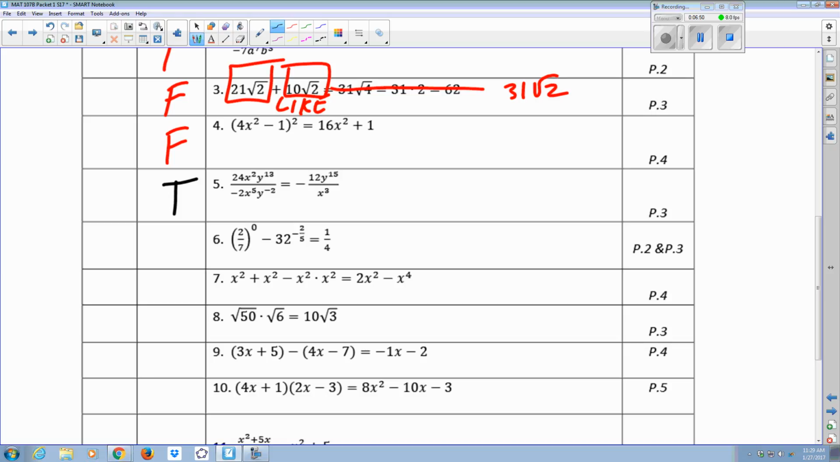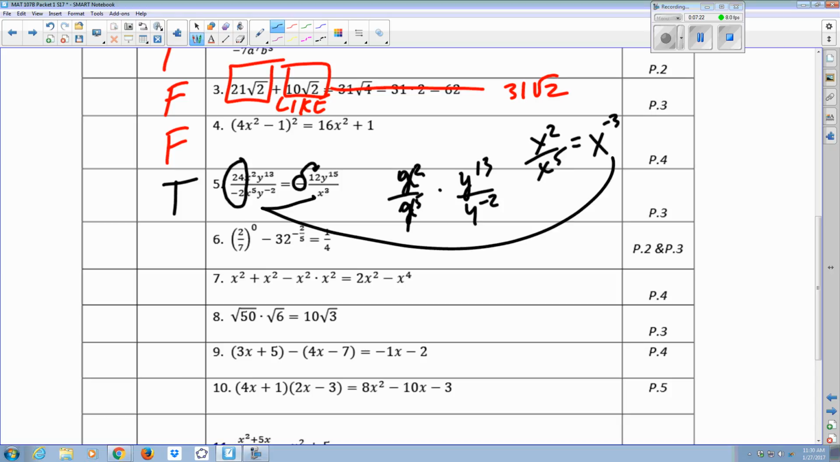All right. So 24 divided by negative 2 is negative 12, and that takes care of that right there with the dash out front. And then you have y squared over y to the 5th times x squared over x to the 5th, y to the 13th over y to the negative 2. So x squared over x to the 5th, what does your exponent rule tell you to do with the exponents when you're dividing with the same base? You keep the base the same and what? Subtract. So that's x to the negative 3, which says put it downstairs. And then you have y to the 13th, take away a negative 2 is y to the 15th. So that is true. Again, exponents are covered in P2 and P3.